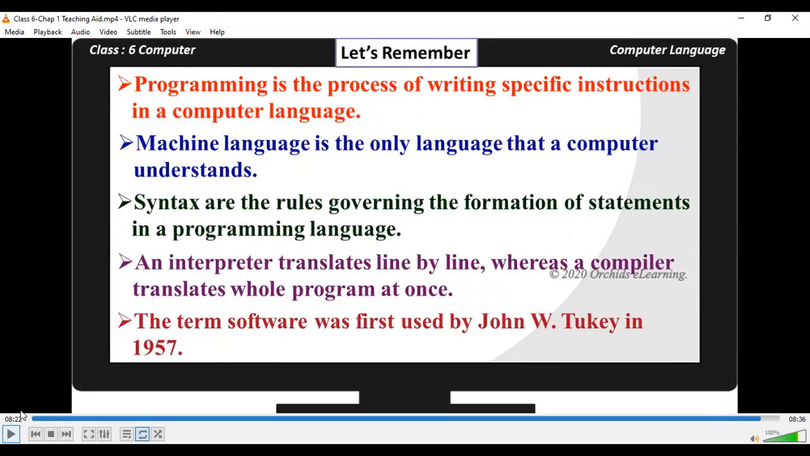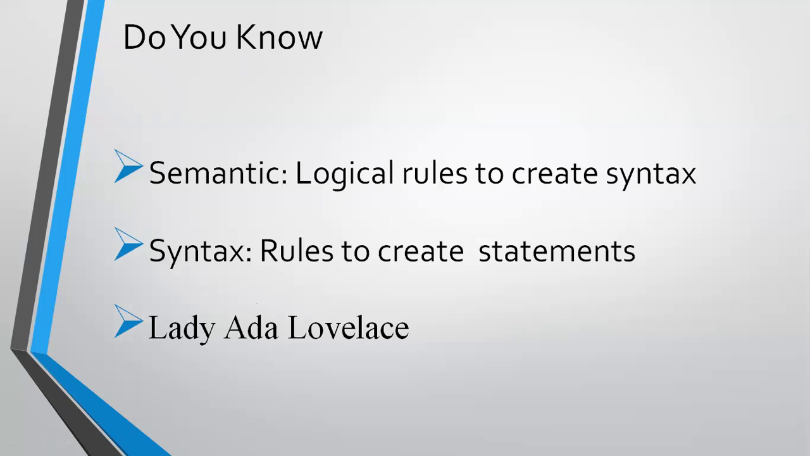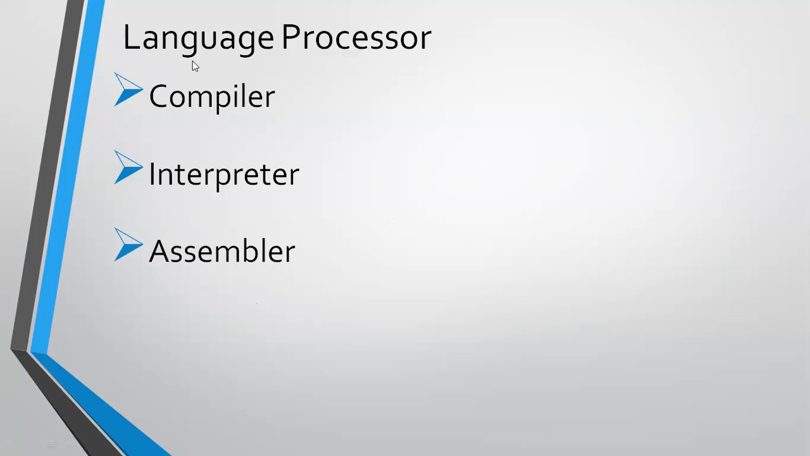Yes, students, so I think now we have got a brief idea on the chapter, right? Okay, now let's switch back to our PPT. Yes, so high-level language is third generation language, and what else? Fourth generation language. So by this time you might have heard the term semantic. What is semantic? Logical rule for creating syntax. Now what is syntax? It's the rules to create statements. Lady Ada Lovelace was the first one to coin it. Then we have language processors: compiler, interpreter, and assembler.